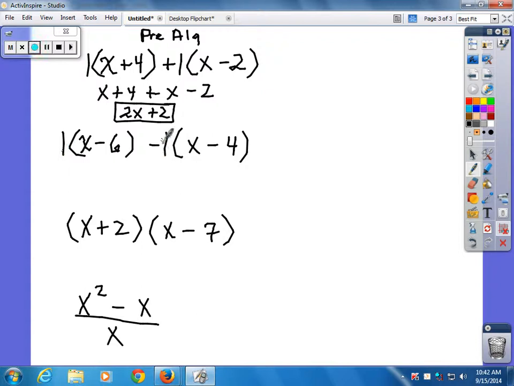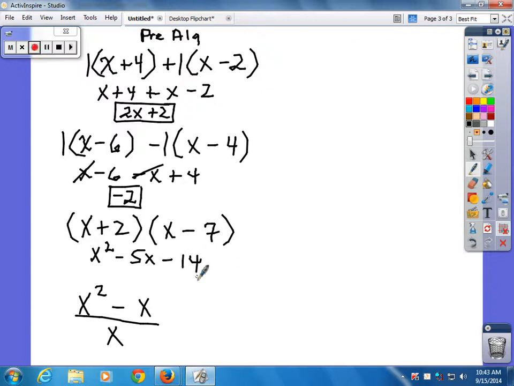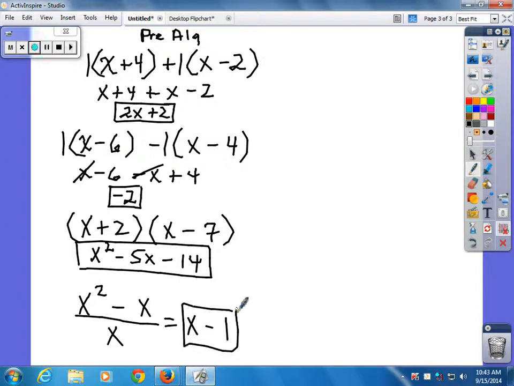Distribute a positive 1 here, distribute a negative 1 here, you get x minus 6 minus x plus 4. The x's do what? Your answer is negative 2. x squared minus 5x minus 14. Check me. Everybody did that? And then this comes out to be what? x minus 1. No problem.